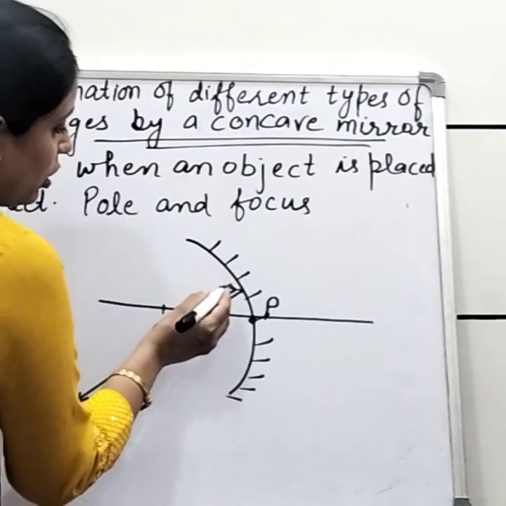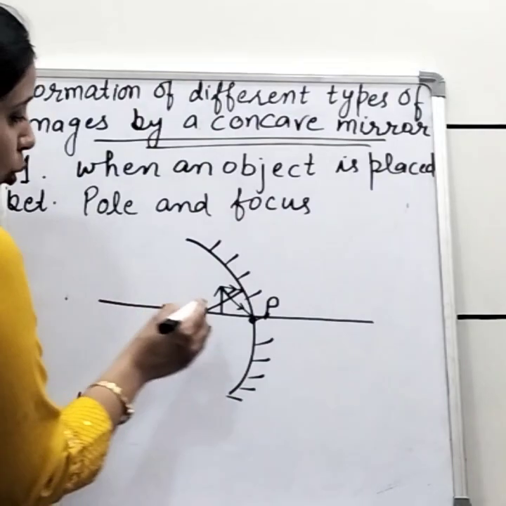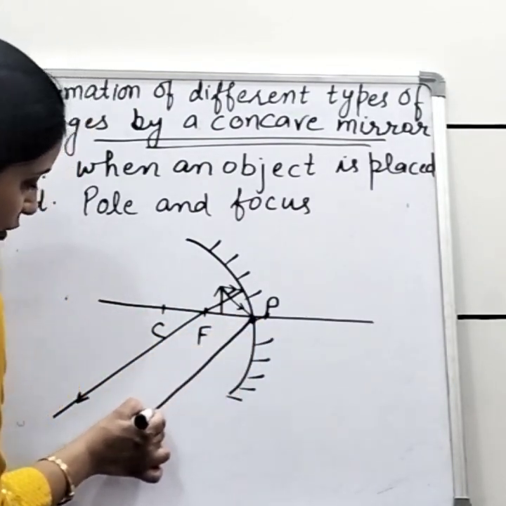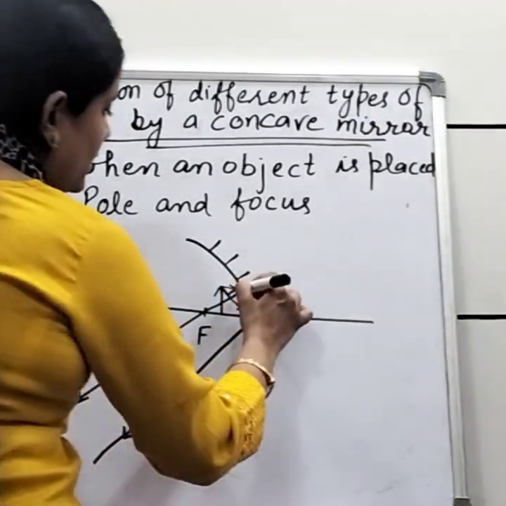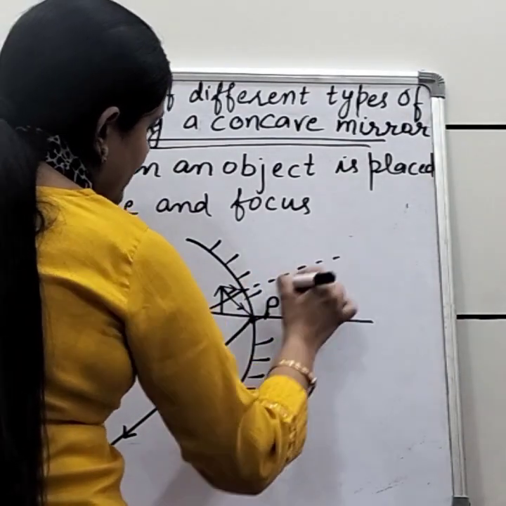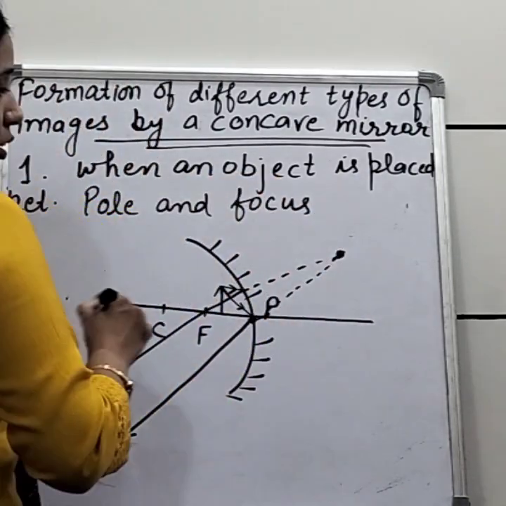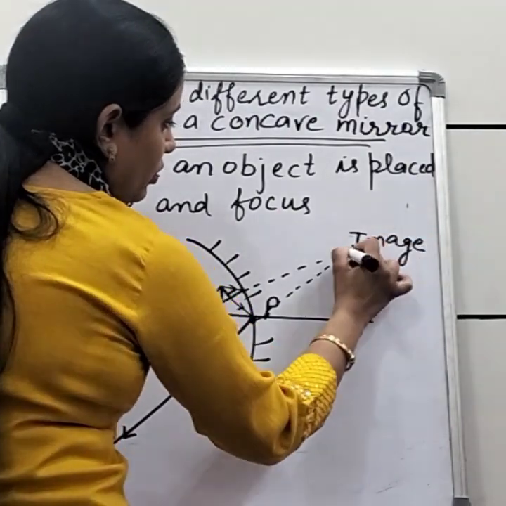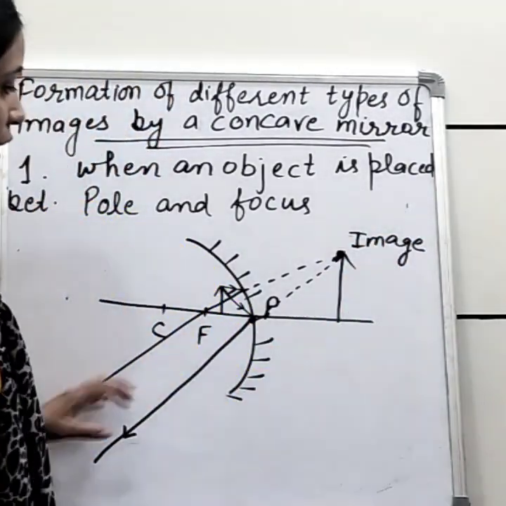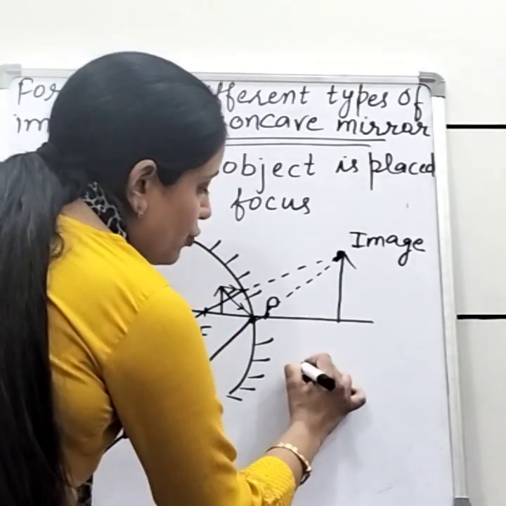Next, we apply any other rule. From the object, the radiation is incident at some angle at the pole, and after reflection it will reflect with the same angle. These 2 radiations do not meet each other on the left hand side, so we extend these 2 rays to the right hand side, and these 2 radiations meet at a point, and this is the image. And we see that the image is formed at the back side of the mirror, so the image formation is virtual.